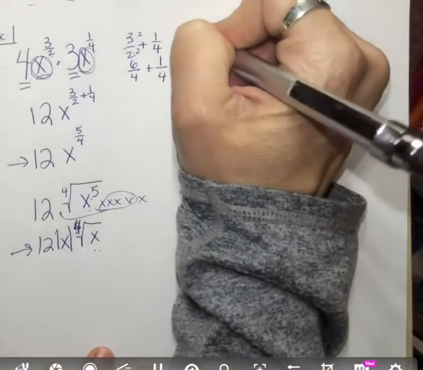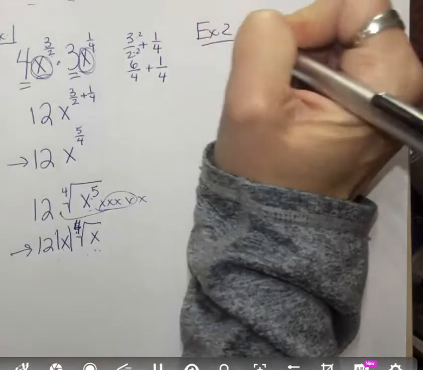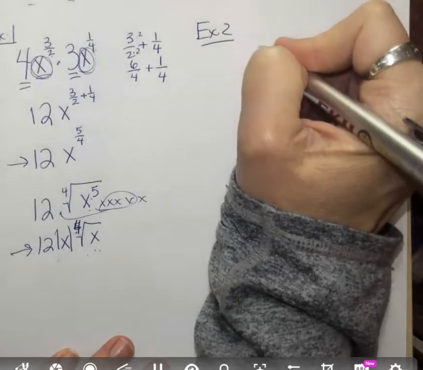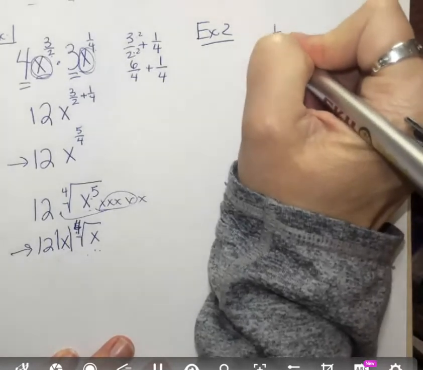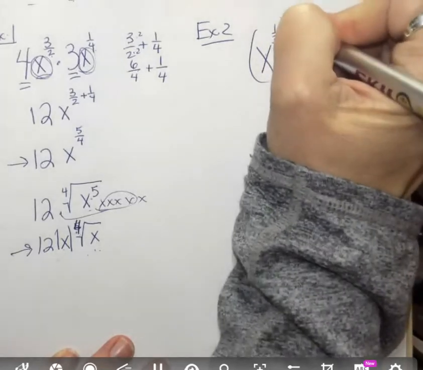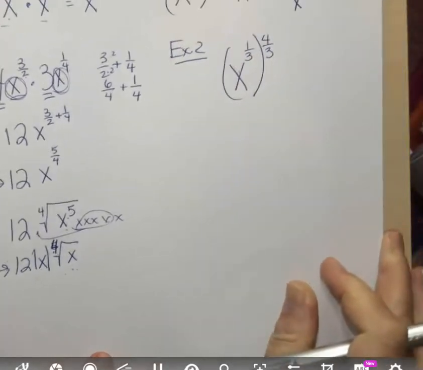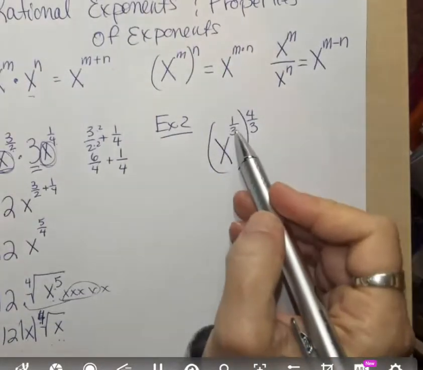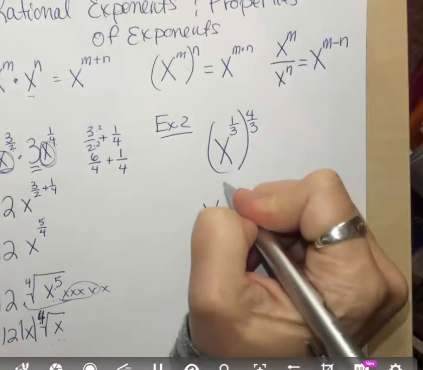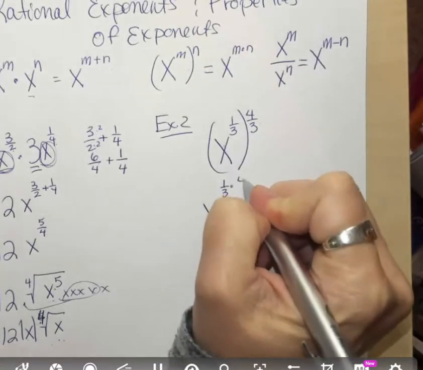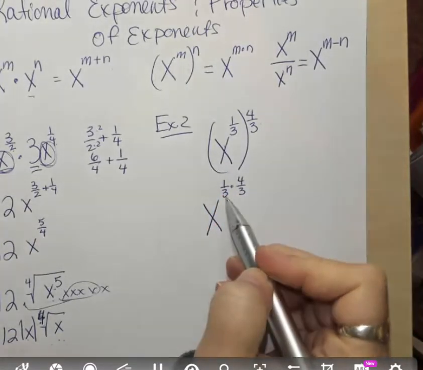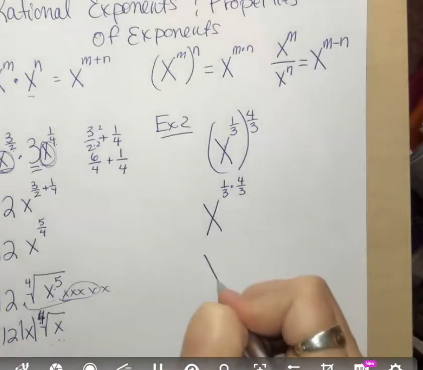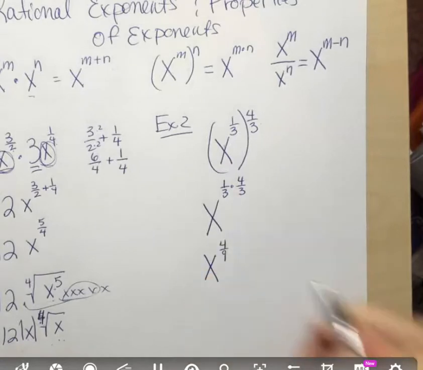So now let's look at another example. Example number 2. What if I had something that looked like this? I have x to the 1/3 power, all raised to the 4/3. Well, this is just like our power rule right here. So we're going to multiply our exponents. So we have x to the 1/3 times 4/3. So I really can't cancel anything, and so I get x to the 4/9.